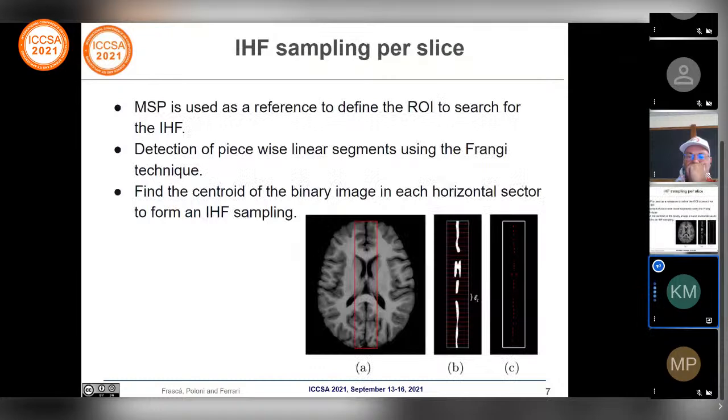For the IHF sampling, we have used the MSP, the plane, as a reference to define the ROI to search for the IHF, as shown in figure A. Then, we have detected piecewise linear segments using the Ferenczi technique, as shown in figure B, and found the centroid of the binary image in each horizontal sector to form the IHF sampling.